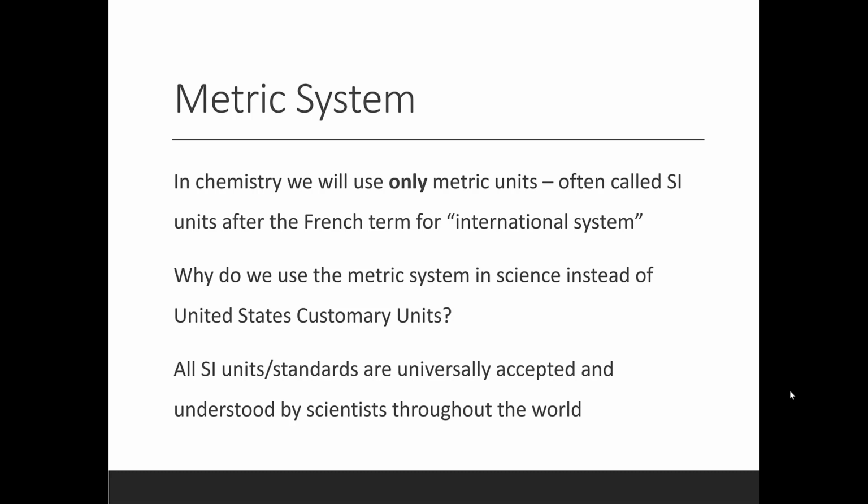So all of those SI units and standards and metric units are universally accepted and understood by scientists throughout the world. It would be very confusing when communicating about science between different countries if we didn't have the same understanding for what a measurement meant. So to keep good communication, we use one system of measurement across science, and that is the metric system, or the SI units, the International System of Measurement. So let's dive into what that looks like.